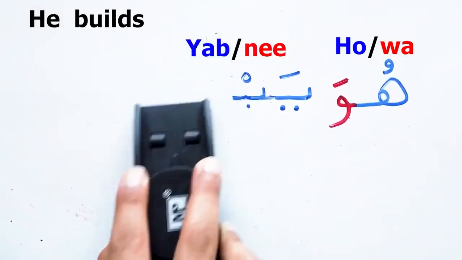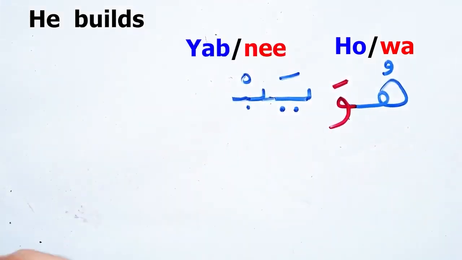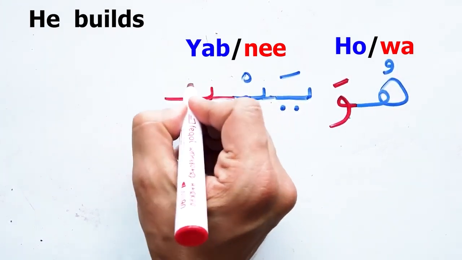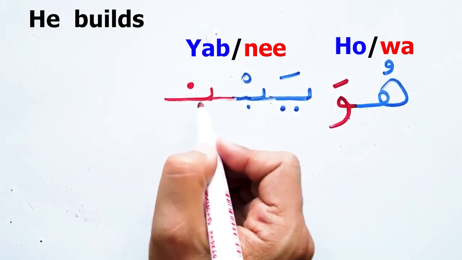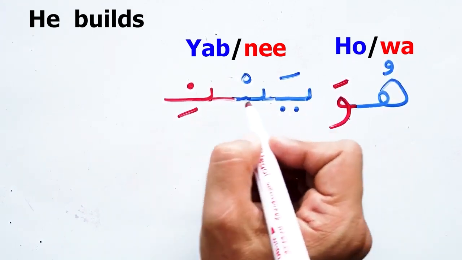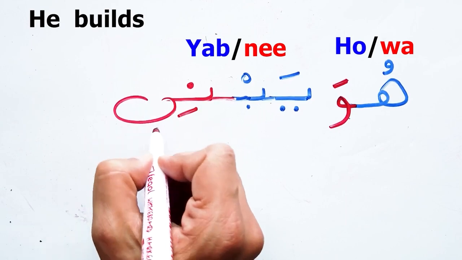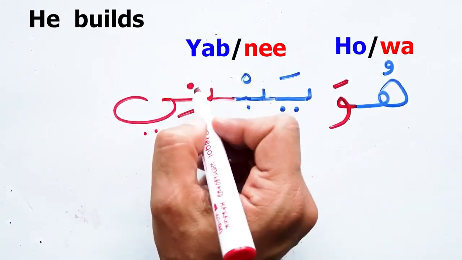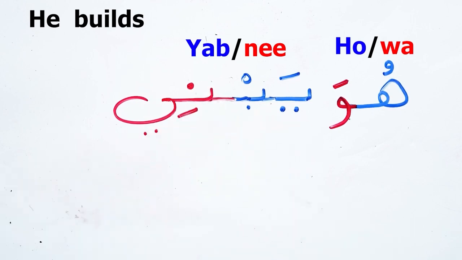هو يبني. ني, noon. This one sounds like N. يبني, and the sound of E or I here is kasra. يبني, long vowel. هو يبني.